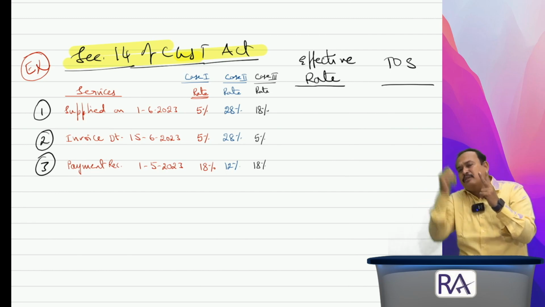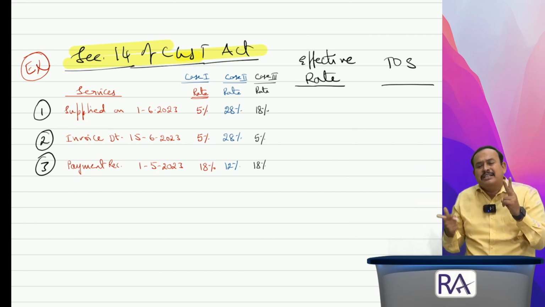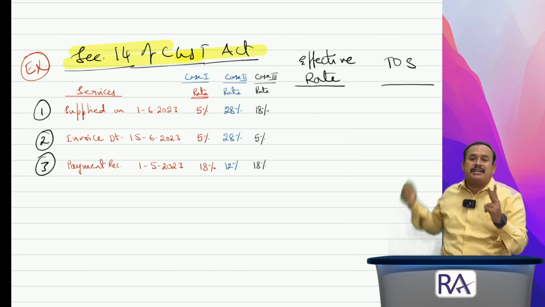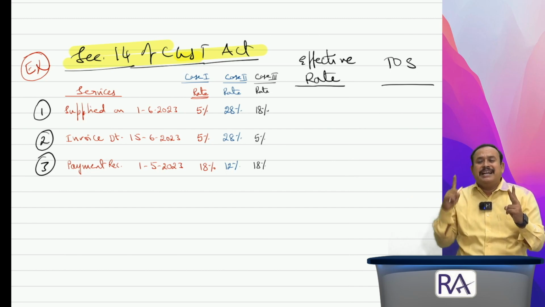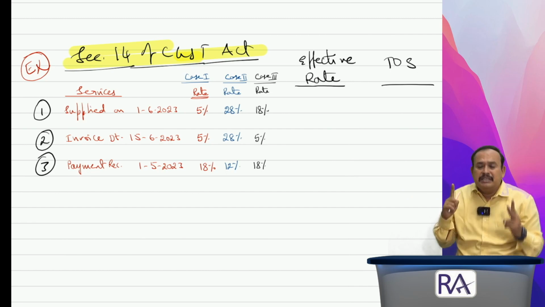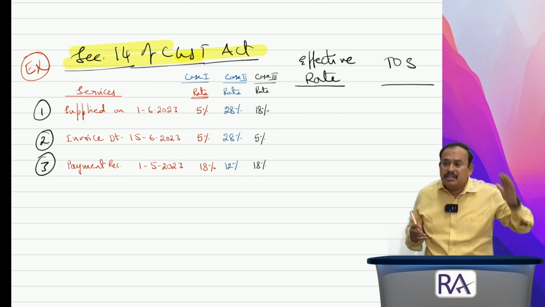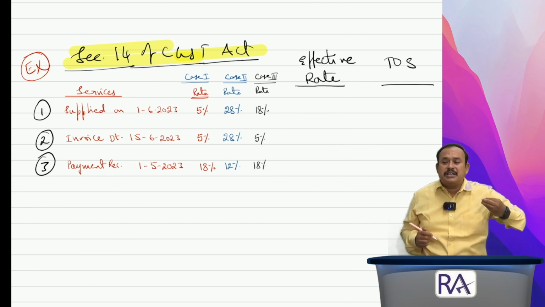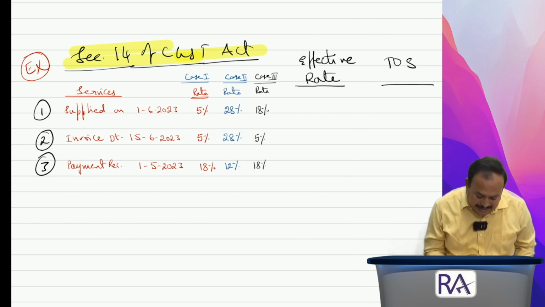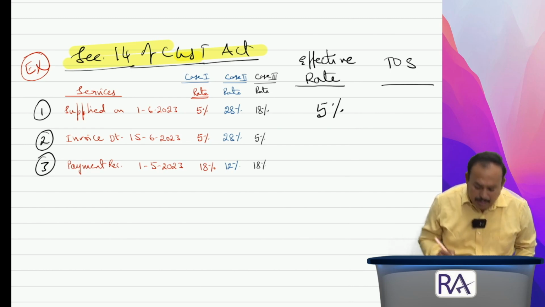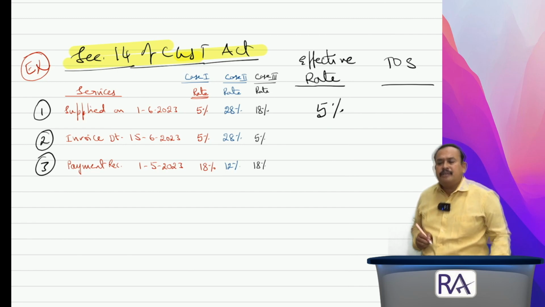Date of payment received when? When old rate was there. So, date of payment voter cast the vote to the old rate. Old rate got 1 vote, 18%. New rate got 2 votes. Who is the winner? New rate. Therefore, effective rate of tax in the first case is 5%.